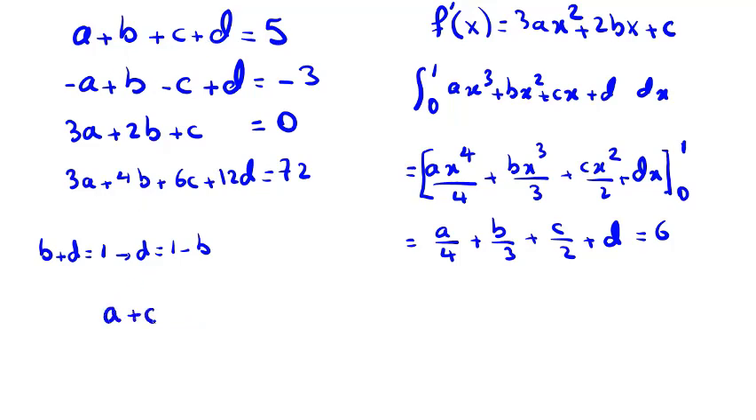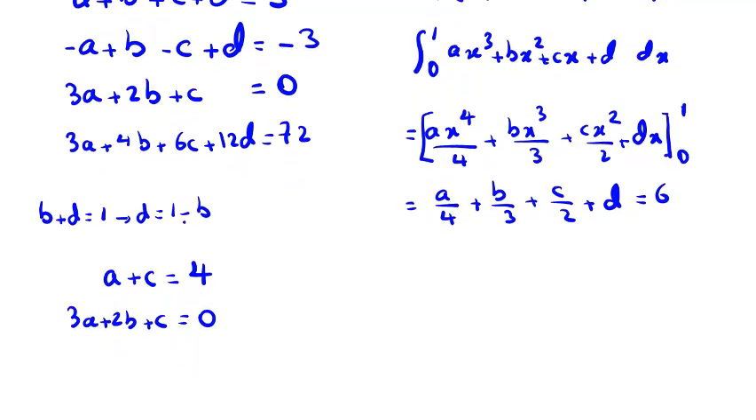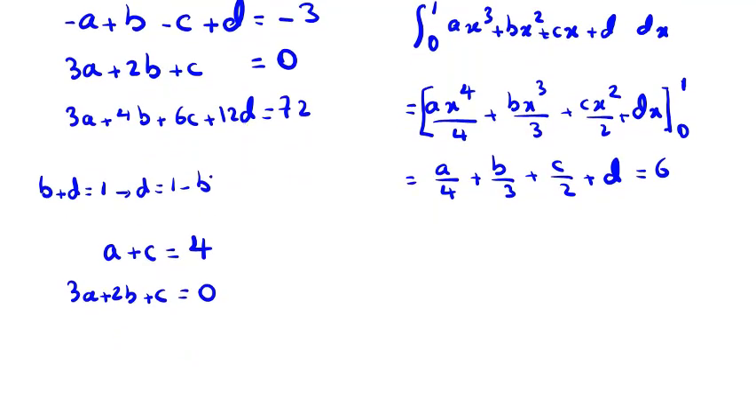So from the first one, a plus c is 4. From the second one, b plus c is 1, a plus c is 4, so you see they are equivalent. And this one is 3a plus 2b plus c equals 0. And from the last one, if we replace d with 1 minus b, then we have 3a, 12 times minus b, minus 12b plus 4b, which will be minus 8b, plus 6c equals 72 minus 12, which equals 60.